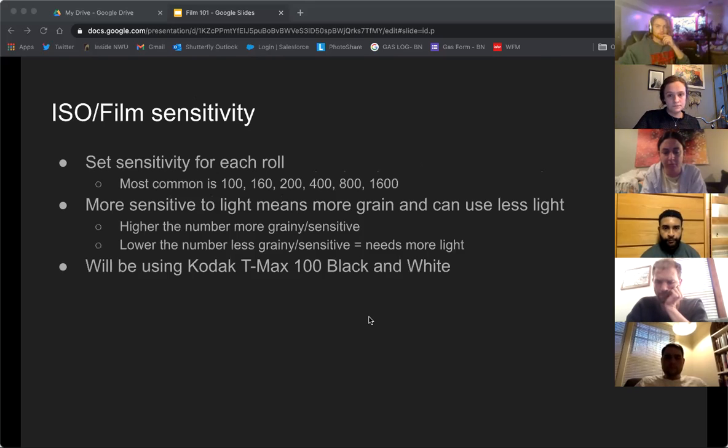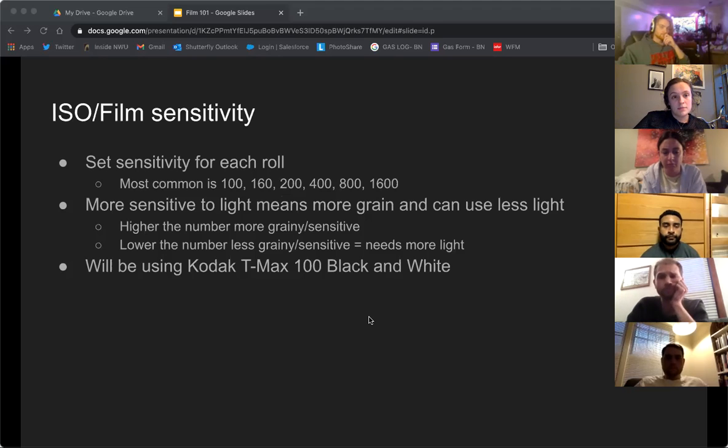So to get into the film sensitivity, there's a lot of different kinds of film sensitivity. The most common usually ranging from 100 to about 1600 or so. We're going to be using 100.